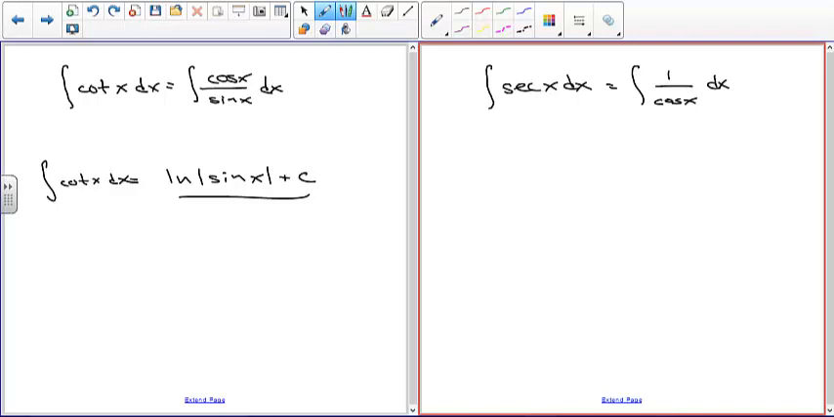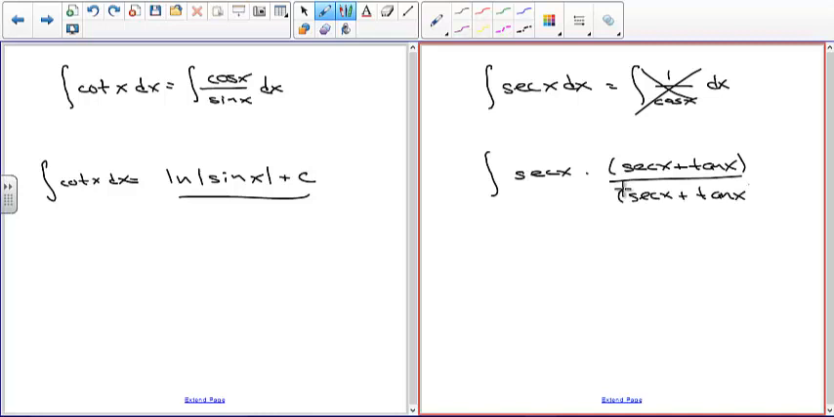The way you do it is actually not this way. You might believe it's this way, but that's not going to work. So let's see if I can remember how to do this. What you do is you multiply by the secant of x plus the tangent of x, and you divide by the secant of x plus the tangent of x. So I'm just multiplying the numerator and the denominator by the same thing.